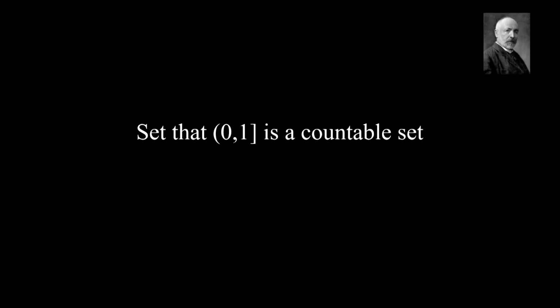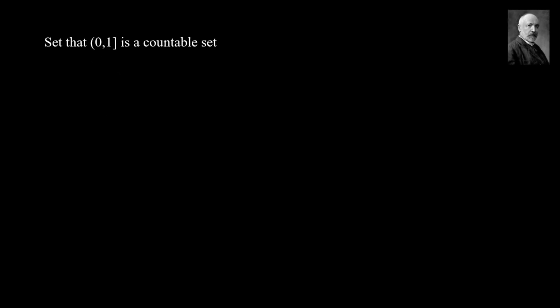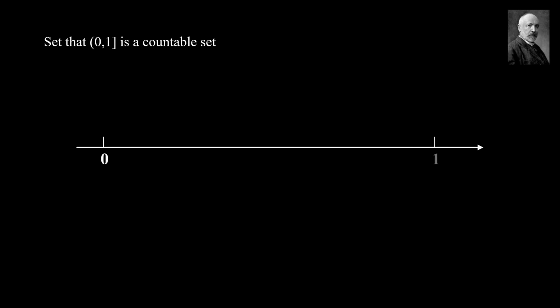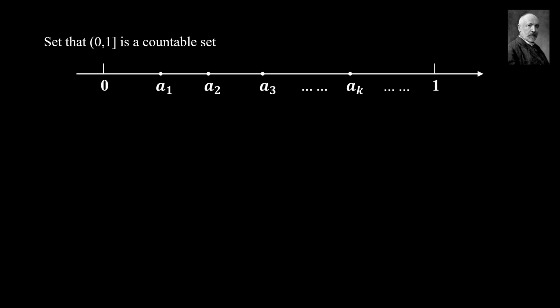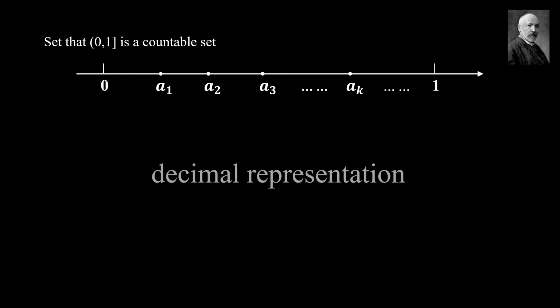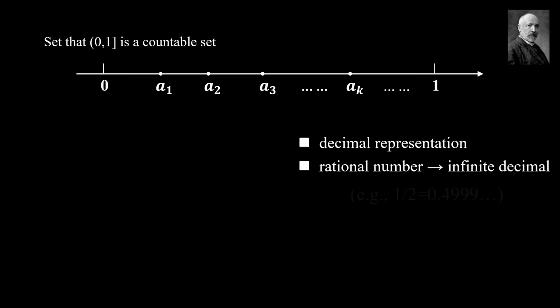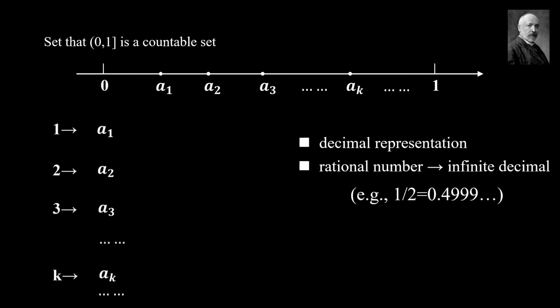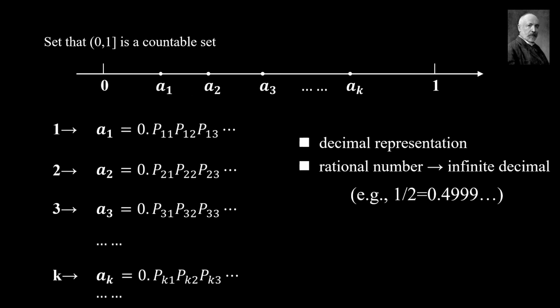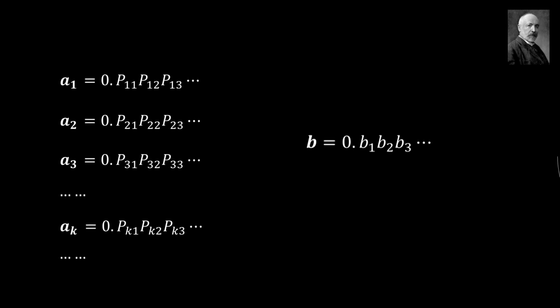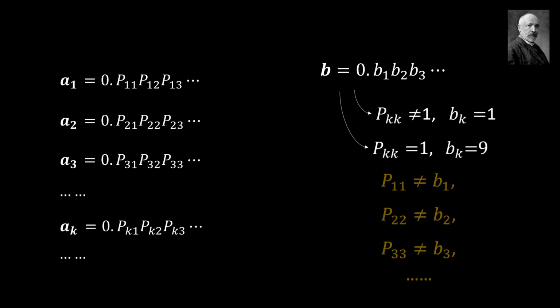Suppose that [0, 1] is a countable set. Then there exists a sequence, i.e., A1, A2, A3, ..., An, ..., which is composed of all the real numbers in this interval. Each real number can be expressed by a decimal, and suppose that the rational number can be expressed as an infinite decimal, then we have this. Next, we construct b equals this: suppose that if a_kk equals 1, then b_k equals 9; if a_kk is not equal to 1, then b_k equals 1.